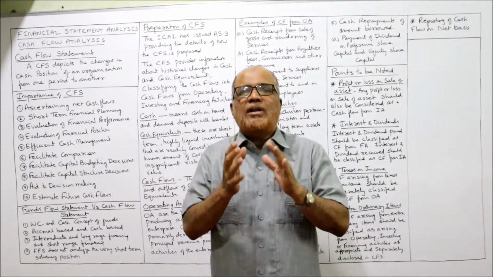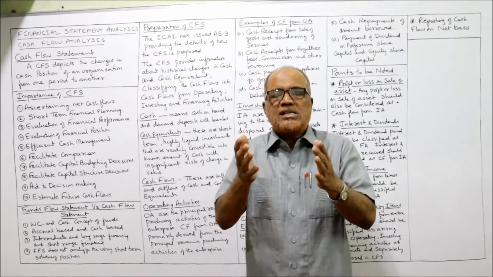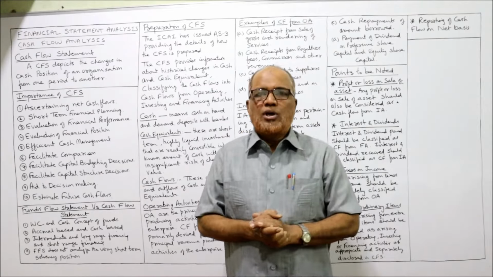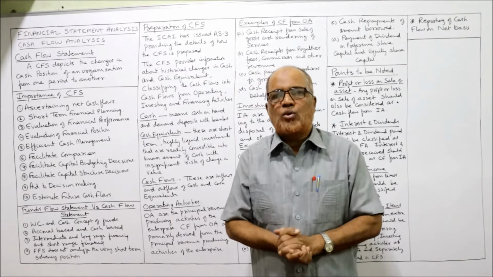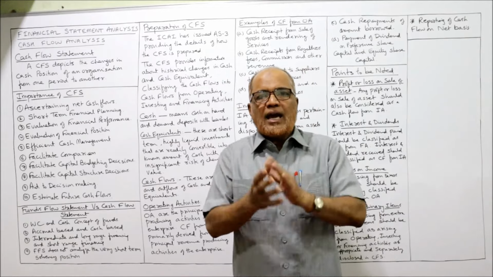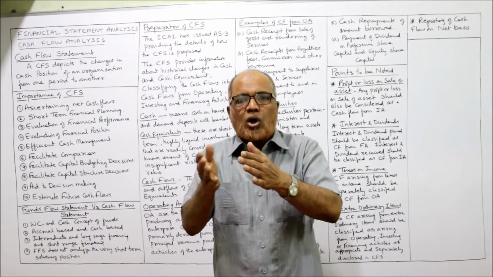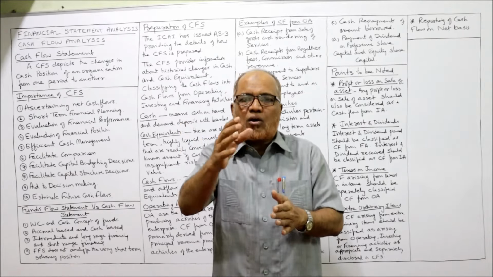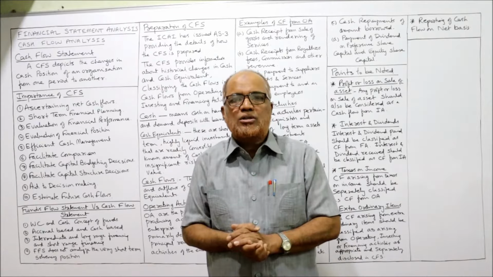Now a point will arise. Already we have the cash book. Then why is there a need for making this cash flow statement? So I'll explain the differences between cash book and cash flow statement. Both have a similarity. In the cash book, we begin with the opening balance of cash. We record all cash receipts. We record all cash payments. We will have the closing balance of cash.